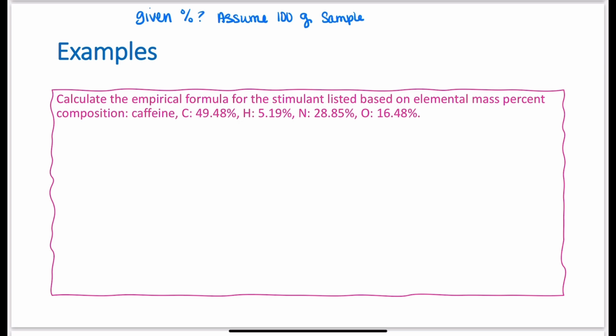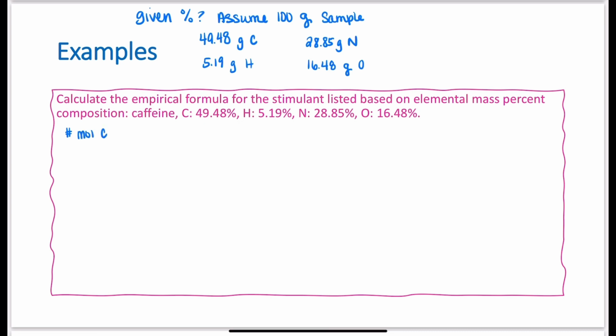We do this because then we can use those percentages for mass. That means we would have 49.48 grams of carbon in the sample, 5.19 grams of hydrogen, 28.85 grams of nitrogen, and 16.48 grams of oxygen. Now we just got to find the moles of each species and then do a comparison.